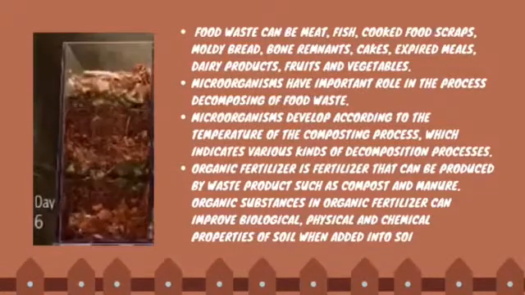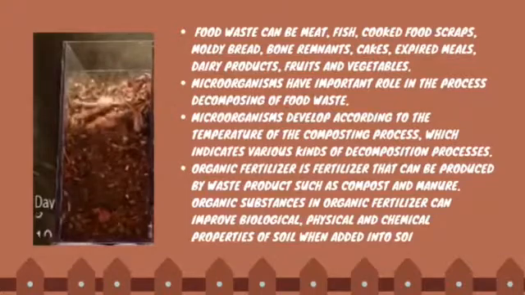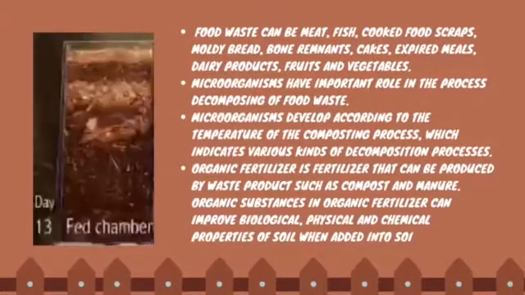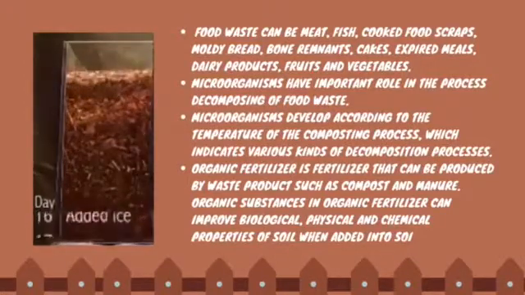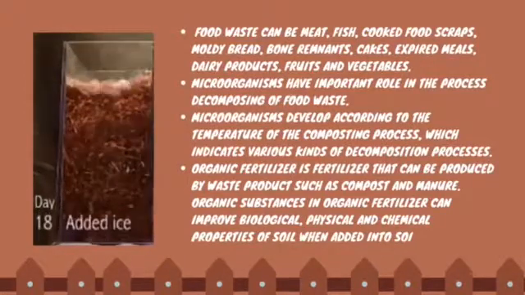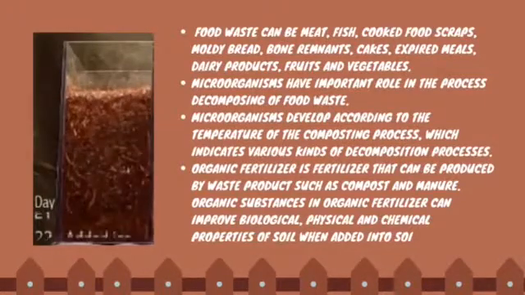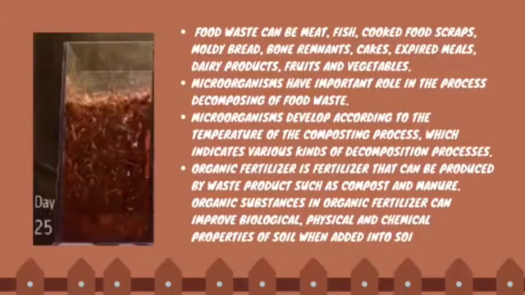And here, there's a visual understanding of how this process is going to happen. Food waste usually can be meat, fish, cooked food scraps, moldy bread, bone remnants, cakes, expired meals, dairy products, fruits and vegetables. But here in this experiment, we'll be using vegetable food waste.